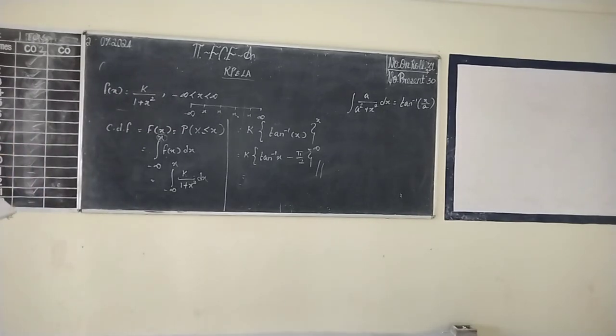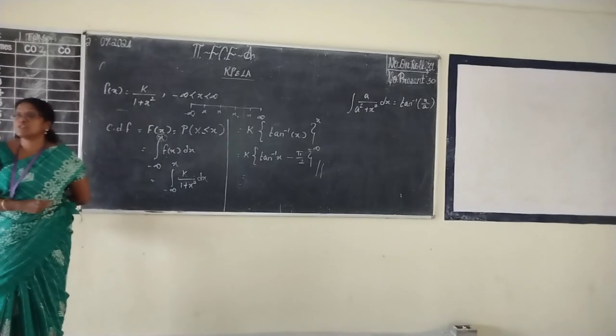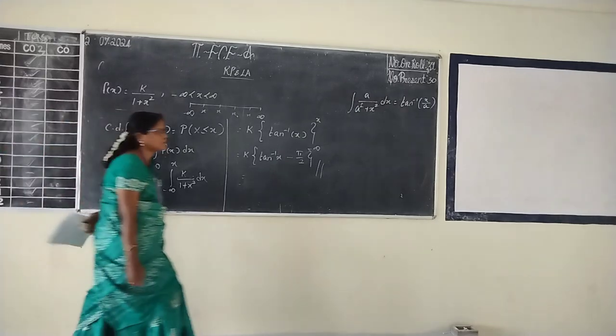How pi by 2? What is tan inverse of infinity? Give me the angle value. The angles are 0, 30, 45, 60, 90. Tan of angle 0 is 0, then 1 by root 3, 1, root 3, infinity. Infinity's angle value is 90, so pi by 2. Understood? Any doubt? Should I proceed to the next problem? Yes.